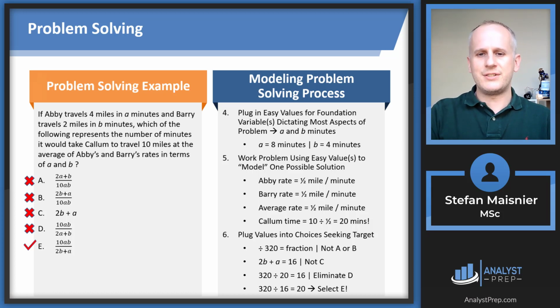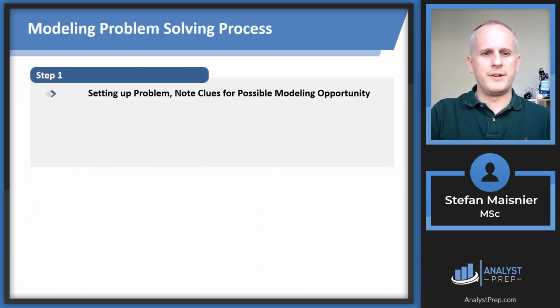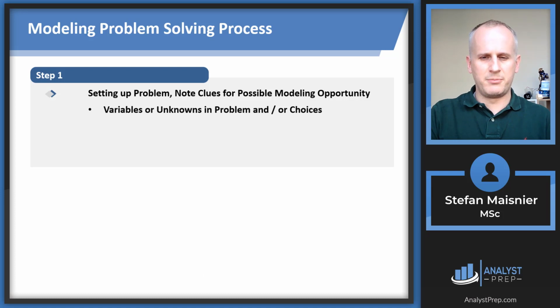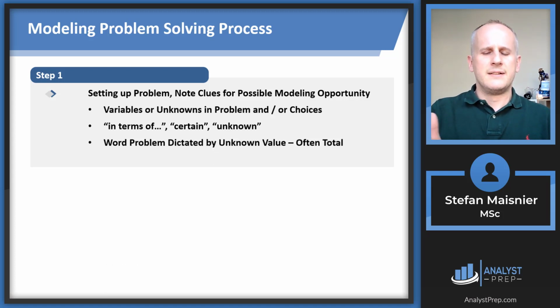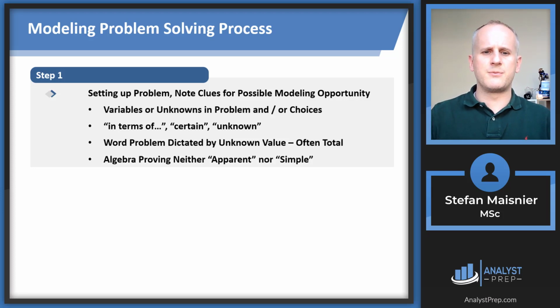So just to recap what we just did, step 1 is in setting up the problem, note the clues for the possible modeling opportunity. Those are going to be the variables or unknowns in the problem and/or the choices. Also, key terms in terms of certain or unknown. Word problems dictated by some sort of unknown, often a total, as well as simply algebra proving neither apparent nor simple in the moment as you're trying to work through the problem on the GMAT.